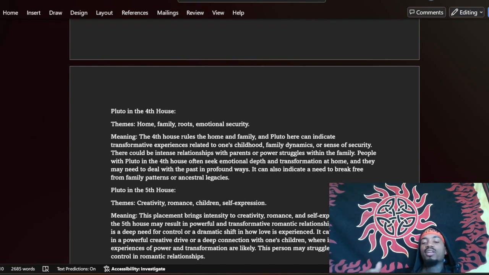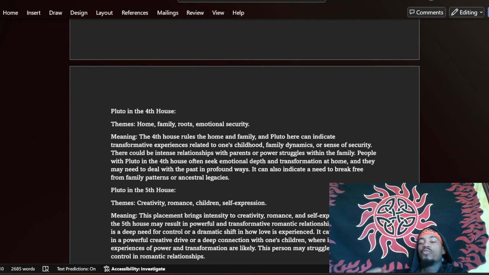Meaning this placement brings intensity to creativity, romance, and expression, right? Pluto in the fifth house may result in powerful and transformative romantic relationships where there is a need for deep control and a dramatic shift in how love is experienced. It can also manifest in a powerful creative drive or a deep connection with one's children where intense experiences of powerful transformations are likely. This person may struggle with issues of control in romantic relationships at moments.